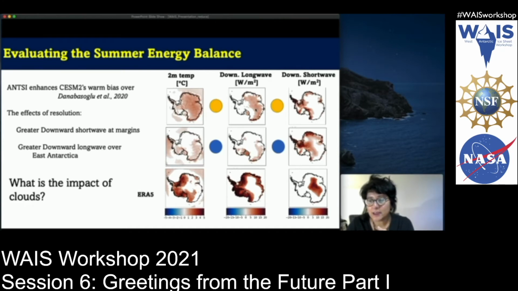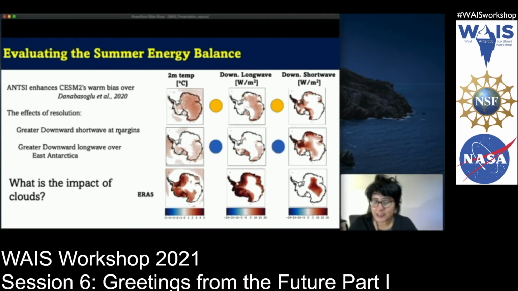Where we see enhanced downward long-wave radiation, you would expect to see a difference in total cloud cover, which would also manifest itself as a compensatory decrease in downward short-wave radiation over the same region. But that's not something we're seeing here. We're seeing enhanced downward long wave over East Antarctica at higher elevations, and we're seeing enhanced downward short wave radiation at the ice sheet margins.